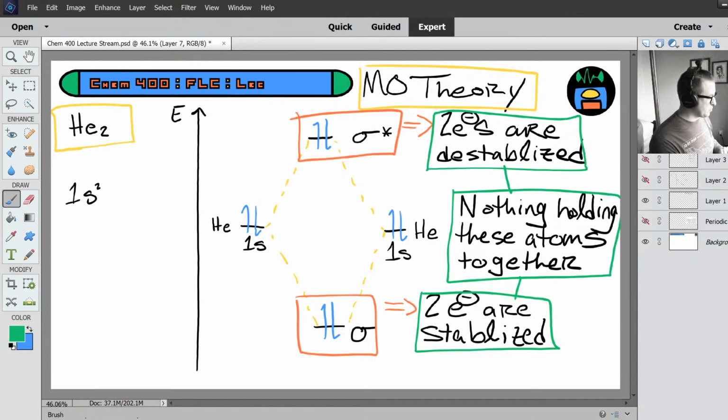And there are exceptions to every rule. We won't get into that right now. So that is the molecular orbital diagram for dihelium.